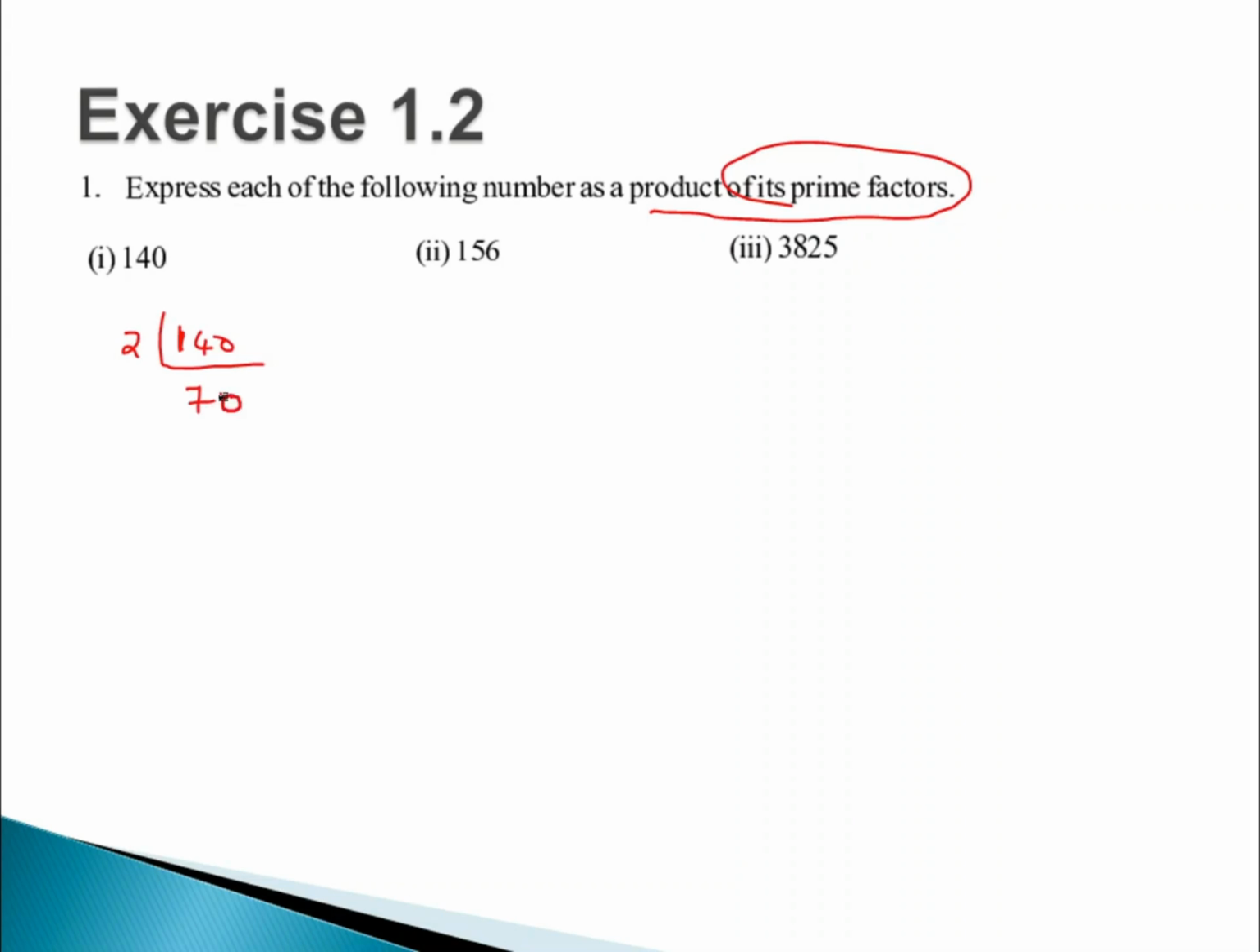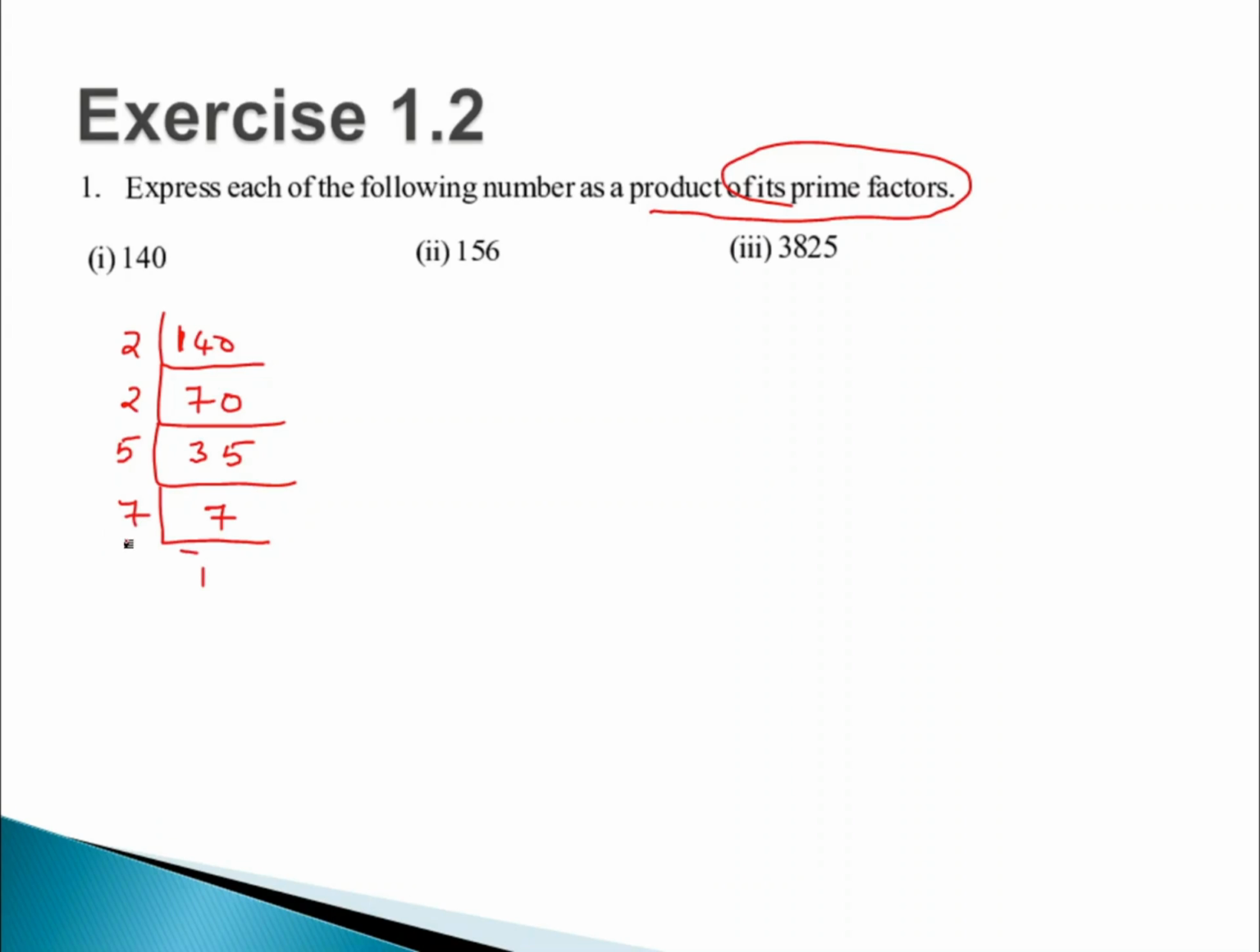2 sevens are 14, the remainder comes out to be 0. Again, 2 threes are 6, 1 is left out, and this becomes your 35. Again, this is not divisible in the 3 table, 2 table, or 4 table, but it is divisible in the 5th table. So this is your 7. 7 is a prime number, so it will divide itself, so we are having only 7.